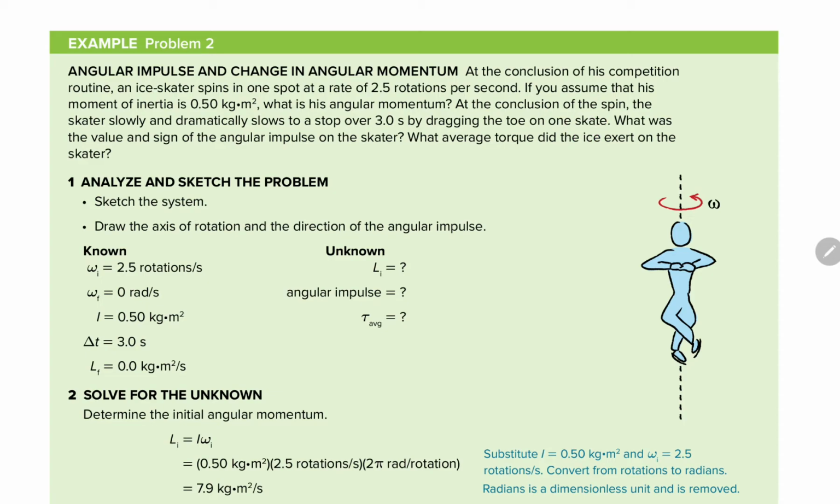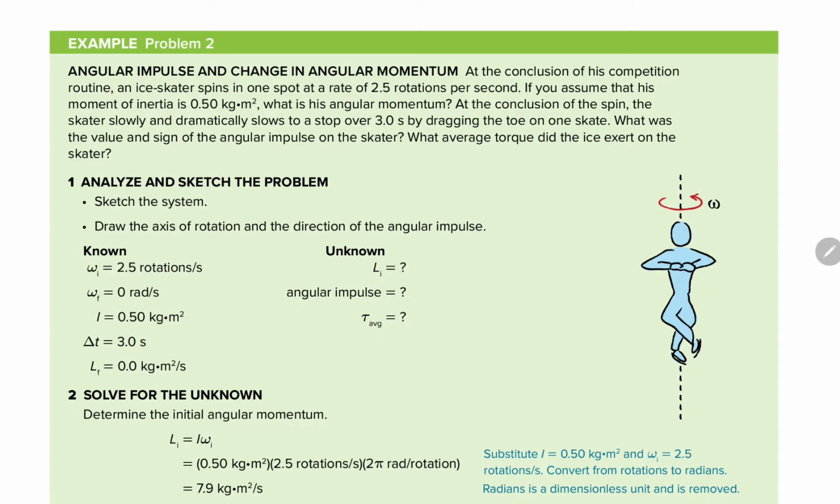At the conclusion of the spin, the skater slows to a stop. Because of the stop, we have omega final equal to 0 over 3 seconds, so delta t equals 3 seconds. What was the value and sign of the angular impulse? This is the second unknown, which we need to calculate. What average torque did the ice exert on the skater? The third unknown is the average torque, which I need to find.